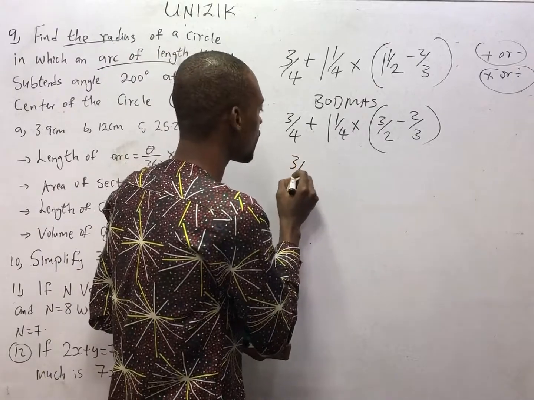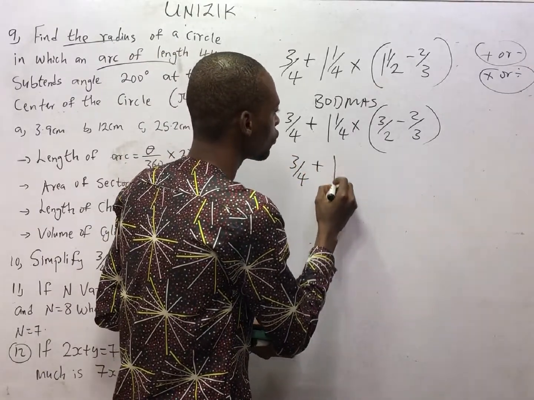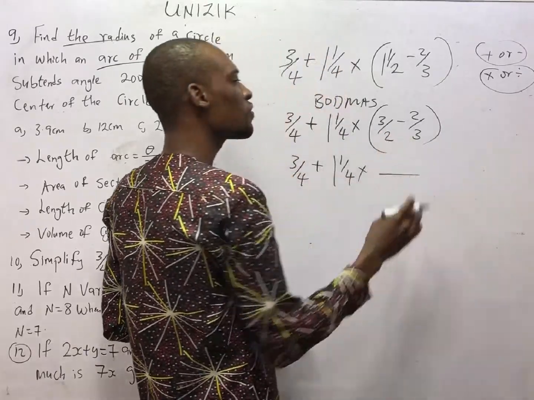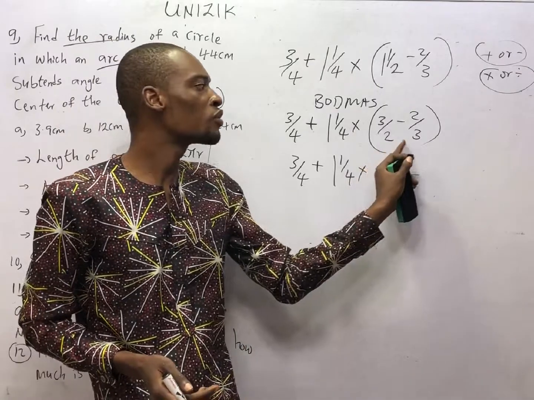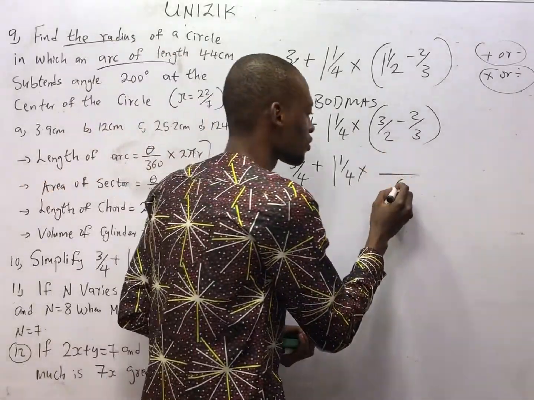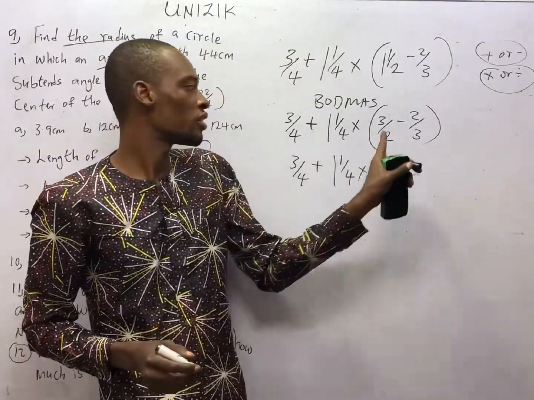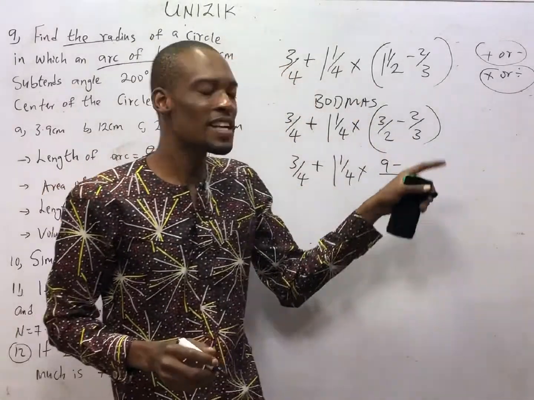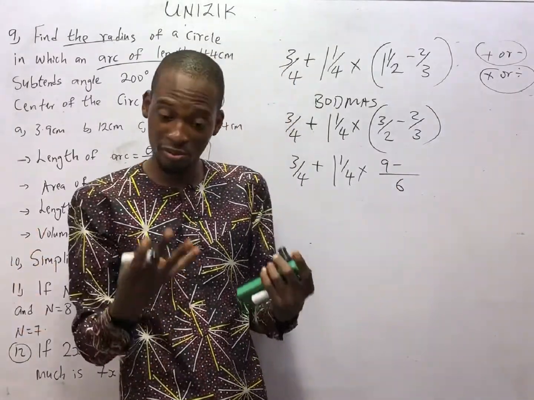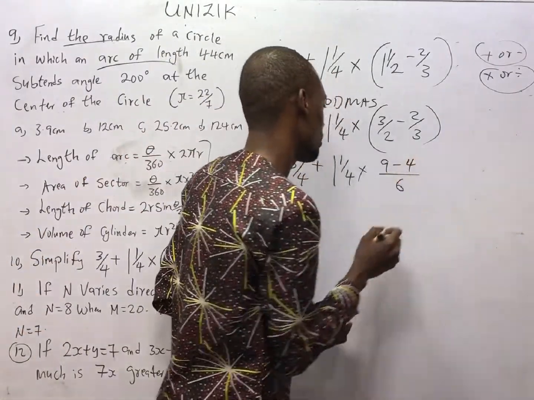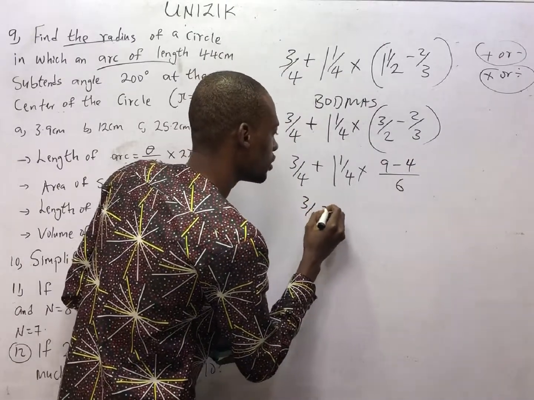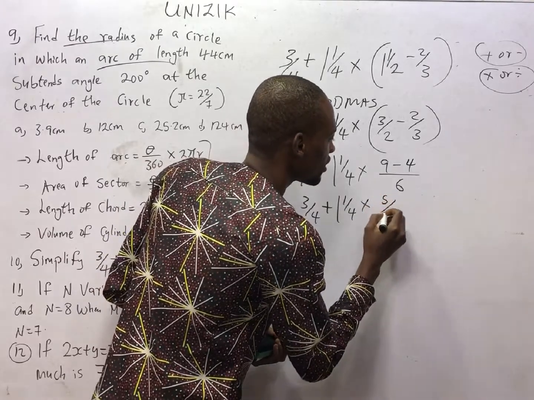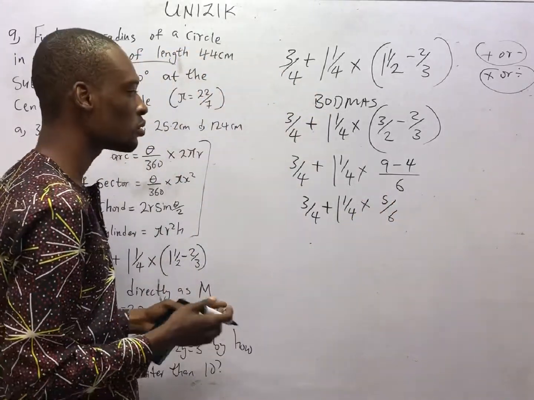So this gives us 3 over 4 plus 1 whole number 1 over 4 times. To deal with this place, we look for the LCM. The LCM of 2 and 3 is 6. 6 divided by 2, 3. 3 times 3, 9. Minus 6 divided by 3, 2. 2 times 2, 4. Giving us 3 over 4 plus 1 whole number 1 over 4 times 5 over 6. 9 minus 4 should be 5 over 6.